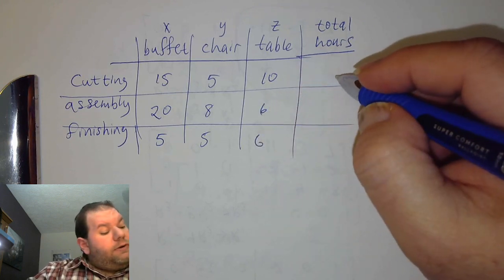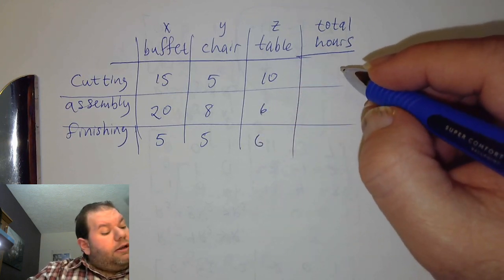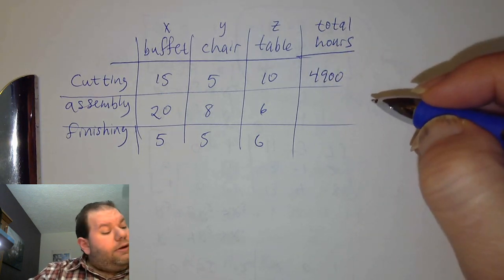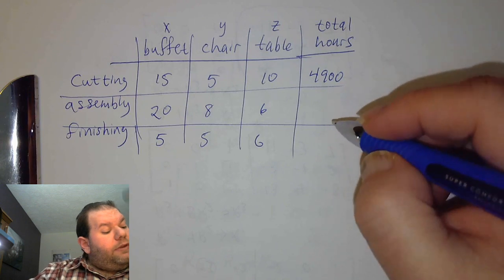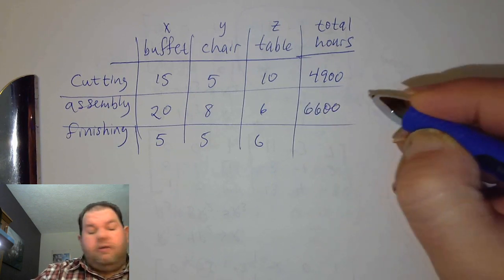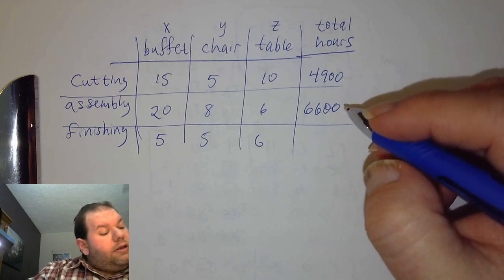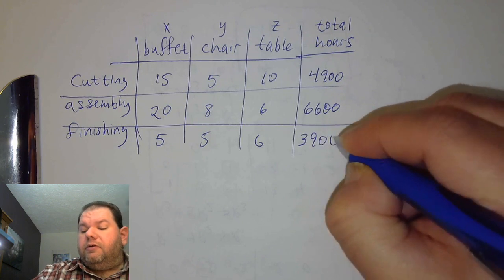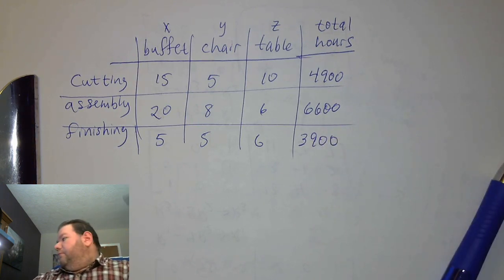The cutting department has 4,900 hours available each week. The assembly department has 6,600 hours. And the finishing department has 3,900 hours. Okay.